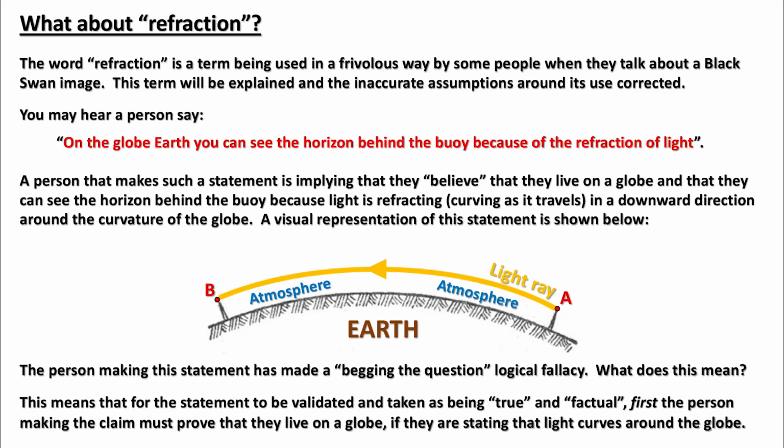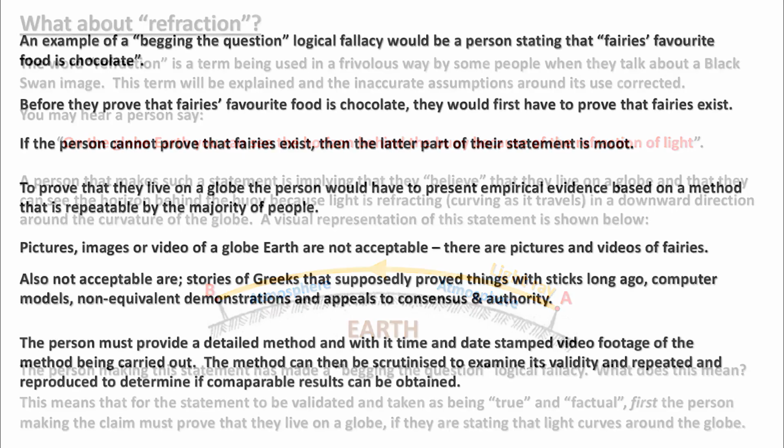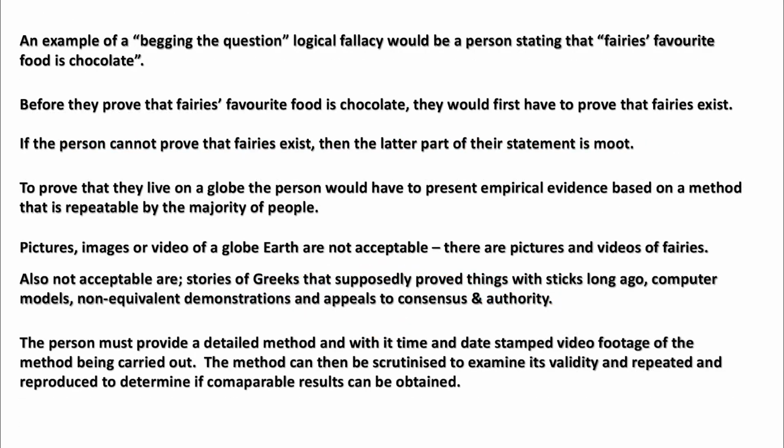The person making this statement has made a begging the question logical fallacy. What does this mean? This means that for this statement to be validated and taken as being true and factual, first, the person making the claim must prove that they live on a globe if they are stating that light curves around the globe. An example of a begging the question logical fallacy would be a person stating that Fairy's favorite food is chocolate. Before they prove that Fairy's favorite food is chocolate, they would first have to prove that fairies exist. If the person cannot prove that fairies exist, then the latter part of their statement is moot.